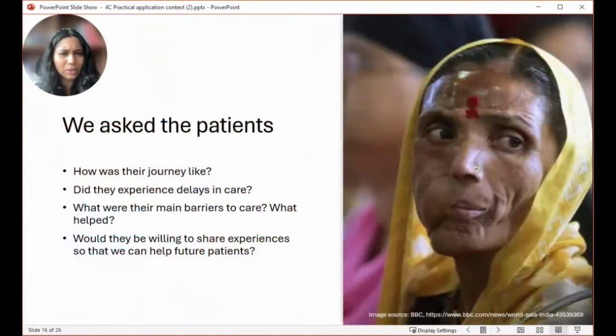And then we ask the patients, how was your journey like? Did they experience delays in cancer care? What were their pain points and barriers to care? And then most importantly, what helped? And would they be willing to share experiences so that we can help future patients?